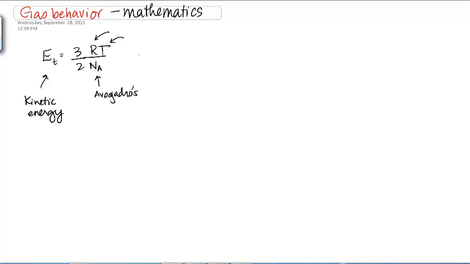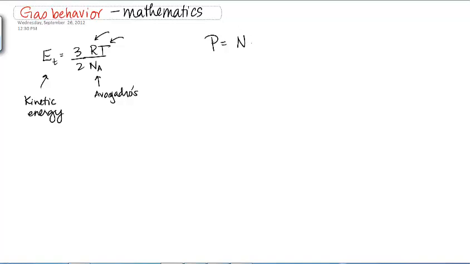For example, it gives you in your reading this formula: the average translational energy is equal to 3RT over 2NA. And this is essentially the kinetic energy of molecules. Of course, R is the gas law constant, T is the temperature, and NA is Avogadro's number, 6.022 times 10 to the 23rd. I think it's an interesting thing that as you read through it, you should do it pen in hand.